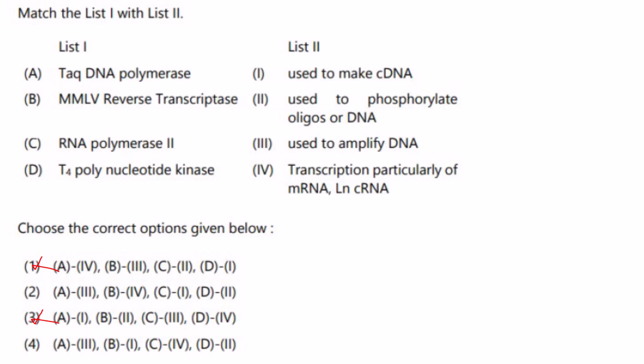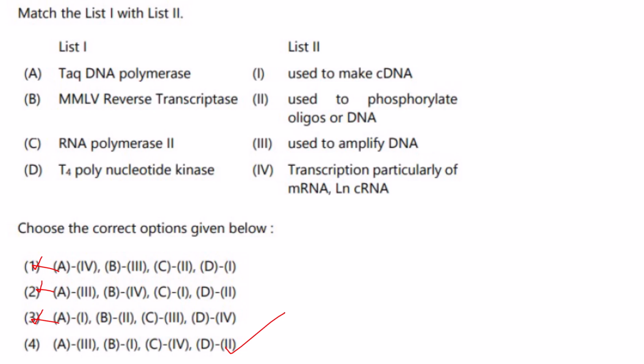Then MMLV reverse transcriptase. Reverse transcriptase is for synthesizing DNA from RNA, so it is used to make cDNA. So B is 1, so 4 is B1. Then RNA polymerase 2. So option 2 is also wrong. Okay, so 4 will be the answer.